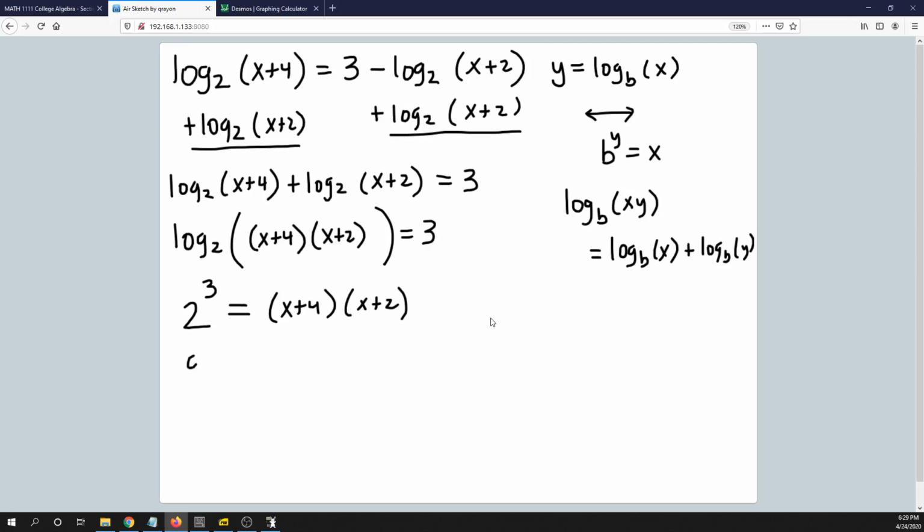So 2 to the third power is 8. This is two binomials, so they need to be multiplied out. So x times x is x squared. x times 2 is 2x. 4 times x is 4x. And 4 times 2 is 8. All right, the left-hand side is about as simple as we can get it.